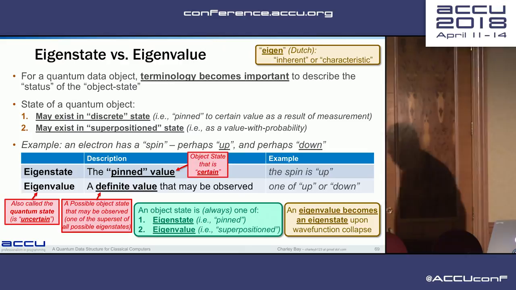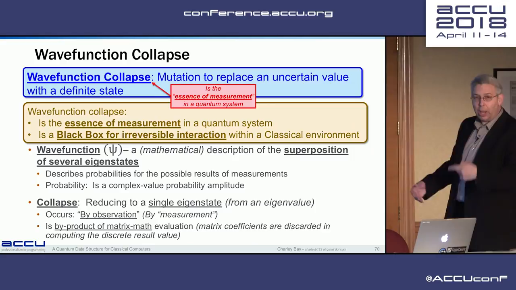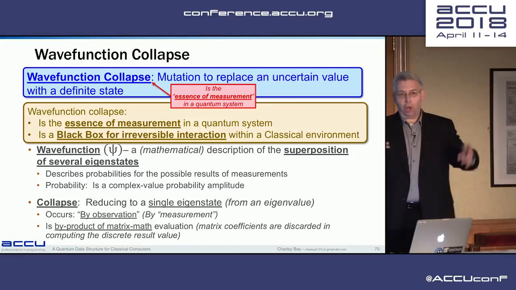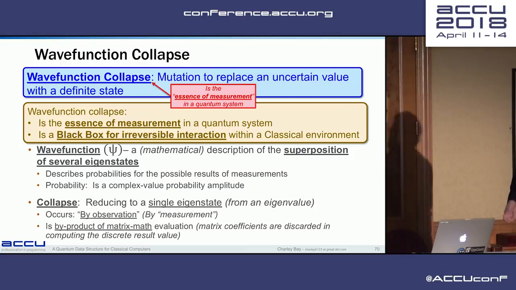So wave function collapse. When we collapse a wave function, we have all these operands. We're going to do a matrix math function, for example, and we'll solve it. We'll get a value, but we'll discard all the operands. So that'll be a lossy transform. That's the essence of measurement. That's how we measure stuff.